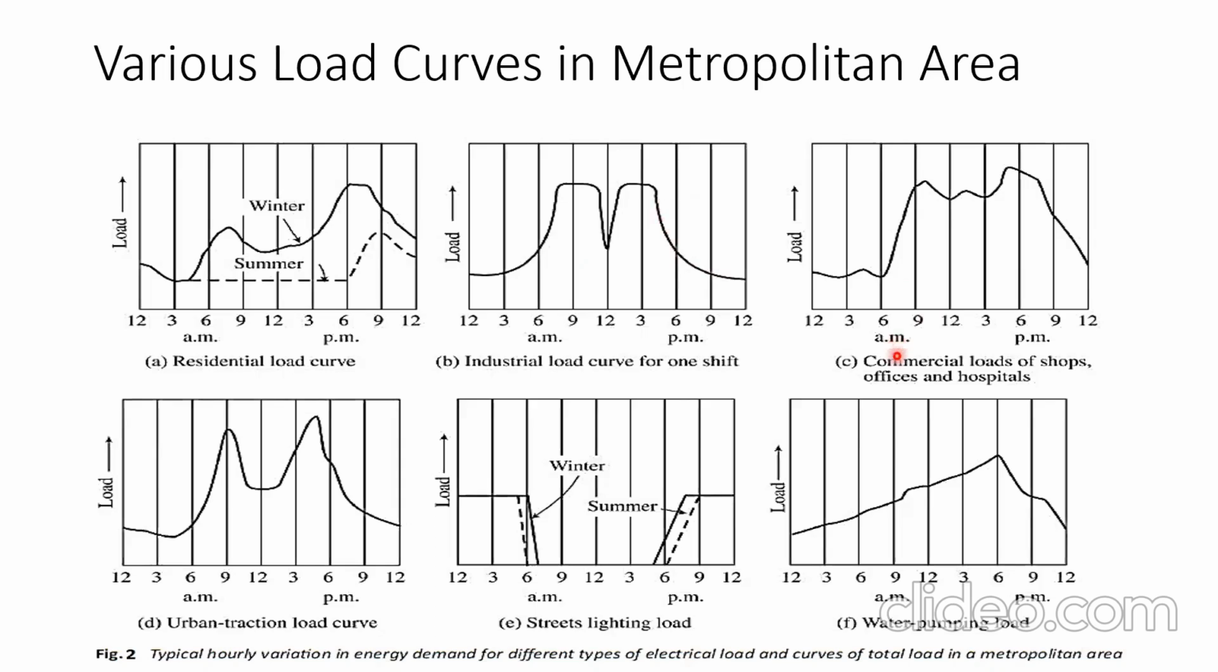Next is the commercial loads of shops, offices, and hospitals. Commercial loads means what? It consists of shops, malls, hospitals. They are running throughout the day. Hospitals run throughout the day, and at night the customers or patients coming to the hospital or shops are decreasing. So the load is decreased.